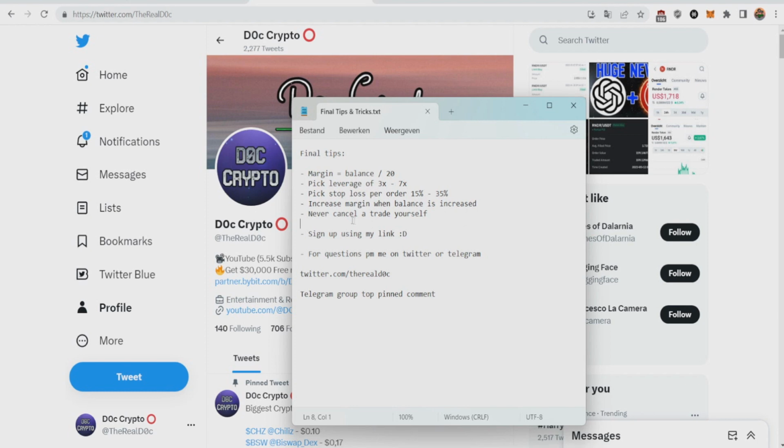Then never cancel a trade yourself. Just follow the copy master, believe in him. You have a stop loss order, you're protecting yourself. Just hold tight and wait for a couple weeks or months.